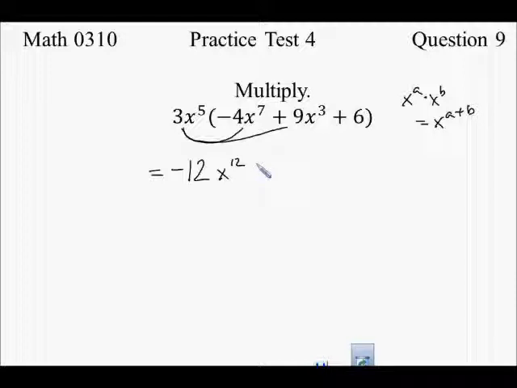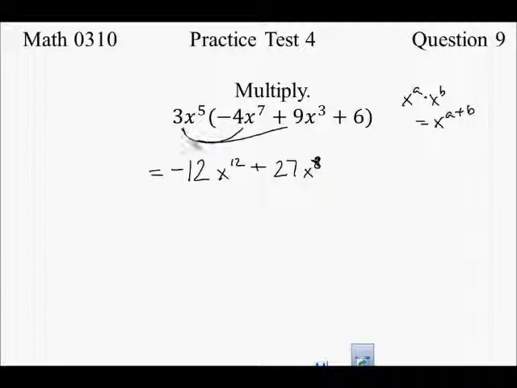So we have a plus there. 3 times 9, comparing the like parts, 3 times 9 is 27. And now x to the fifth times x to the third. So again, we're going to be adding these exponents. X to the 5 plus 3 would give us x to the 8th.